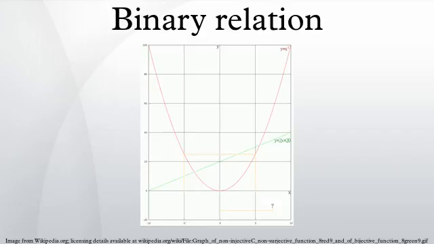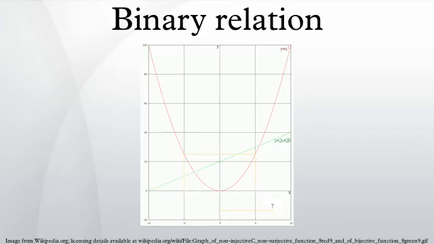An example for a non-functional relation can be obtained by rotating the red graph clockwise by 90 degrees, that is, by considering the relation x equals y squared, which relates, for example, x equals 25 to both y equals minus 5 and z equals plus 5. One-to-one: injective and functional. The green relation is one-to-one, but the red is not.